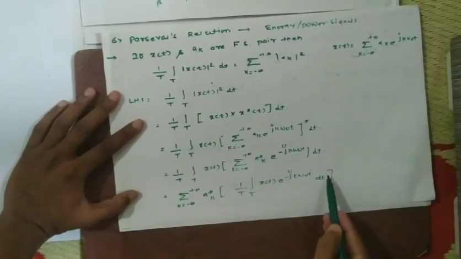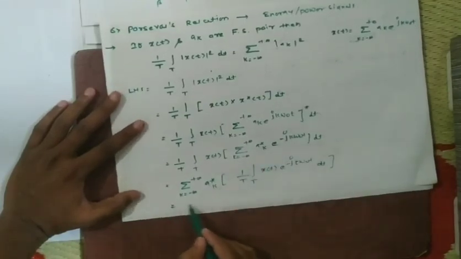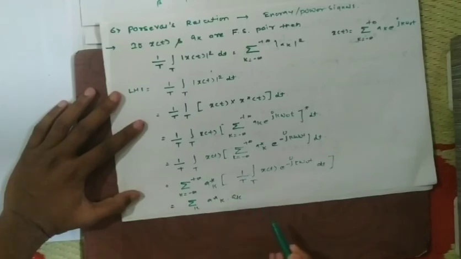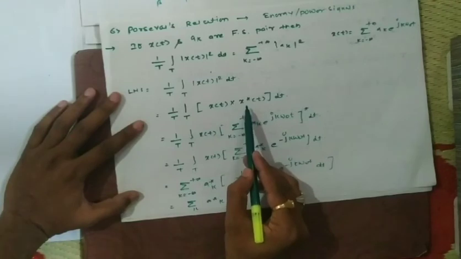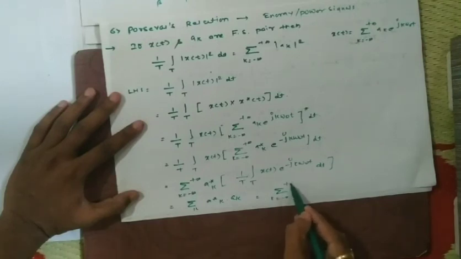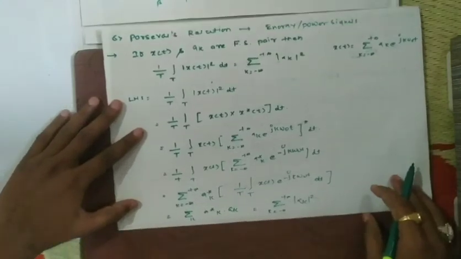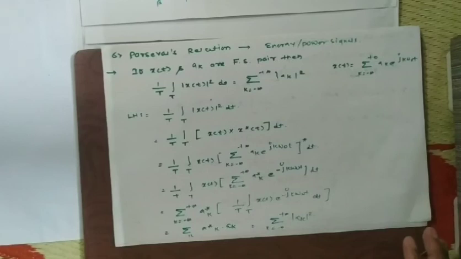Now if you look at this particular formula, this is nothing but our Fourier series coefficient. So this holds summation a complex k into a_k. Now if you see the first step, mod x of t square was written as x of t into x complex of t. Similarly, a_k into a complex of k can be written as mod a_k square. So this is called Parseval's relation. I hope you understood the basic 6 properties of Fourier series. Thank you.